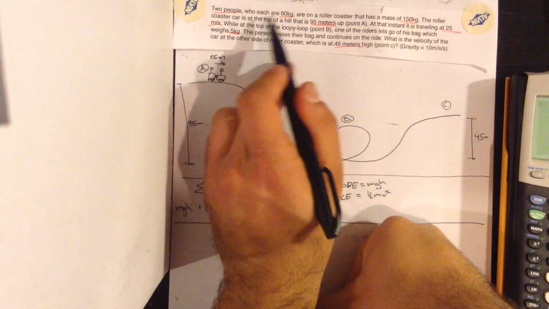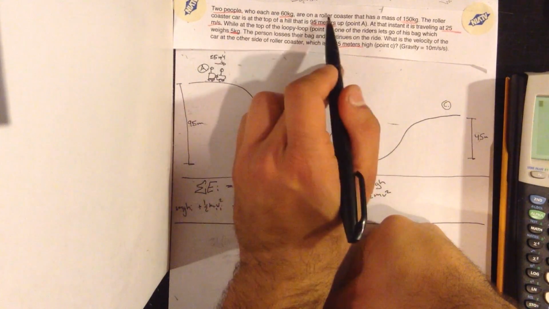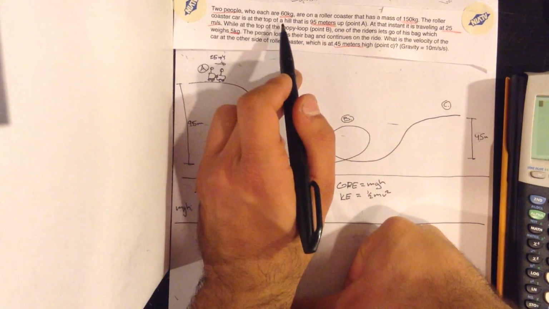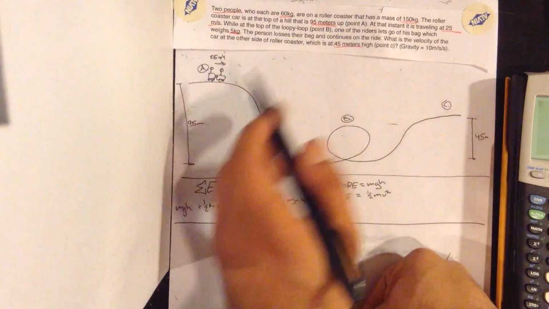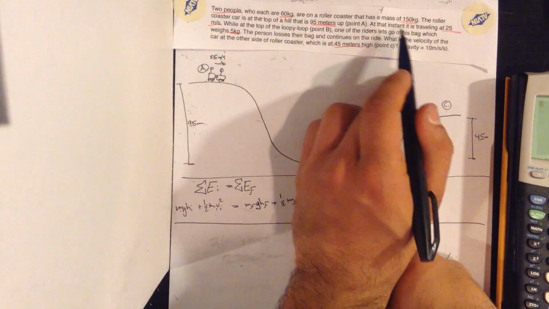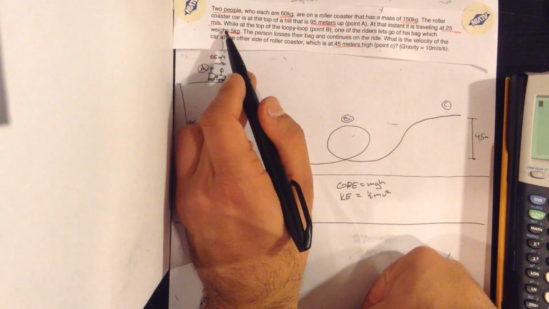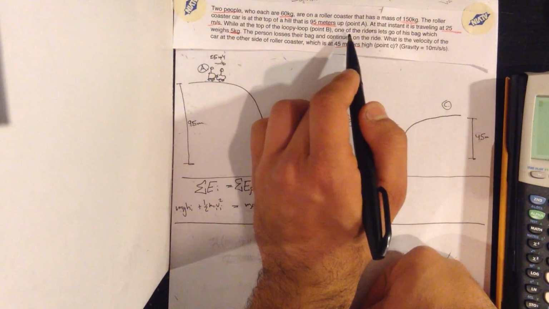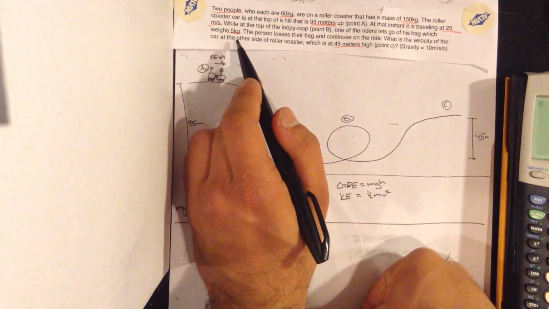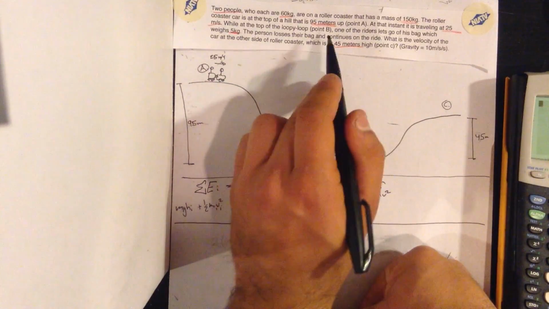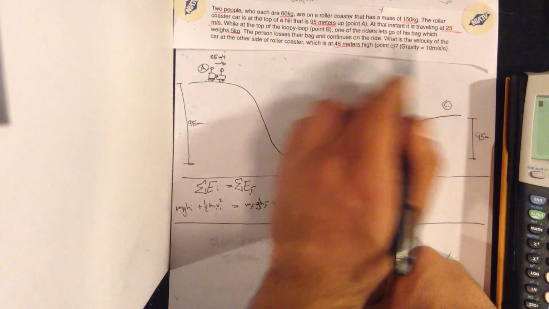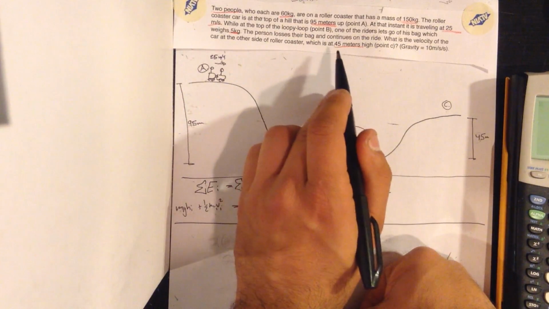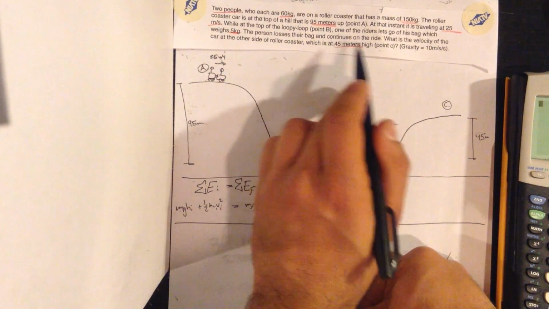There are two people who each are 60 kilograms, on a roller coaster that has a mass of 150 kilograms. The roller coaster car is at the top of a hill that is 95 meters up, point A, right here. At that instant, it is traveling at 25 meters per second, while at the top of the loop-de-loop, point B, right here, one of the riders lets go of his bag, which weighs 5 kilograms. The person loses their bag and continues on the ride. What is the velocity of the car at the other side of the roller coaster, which is 45 meters high?